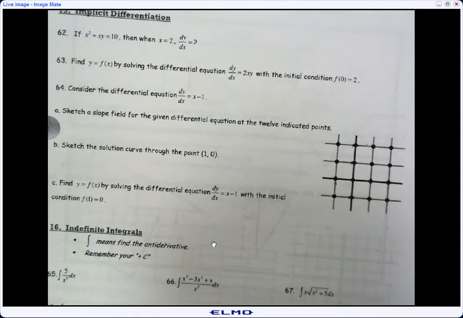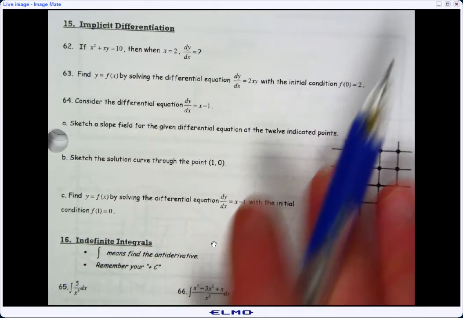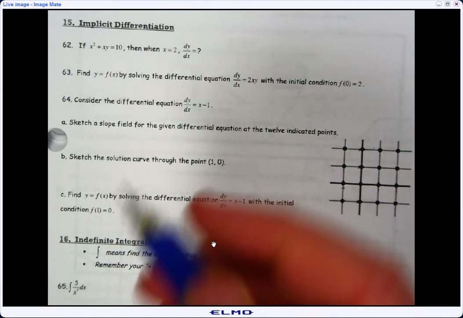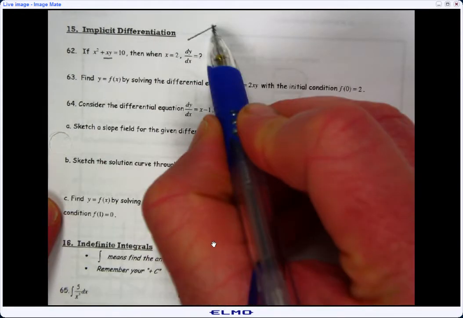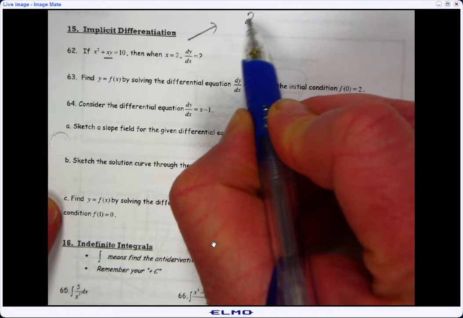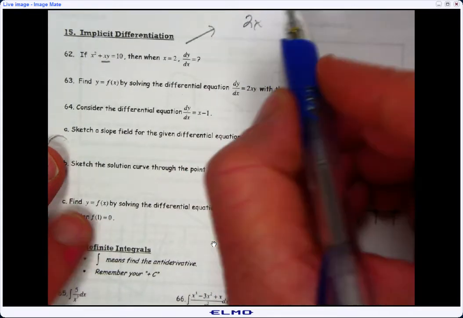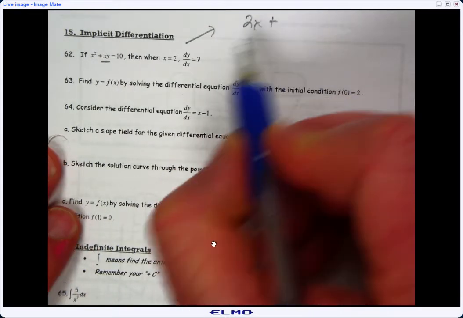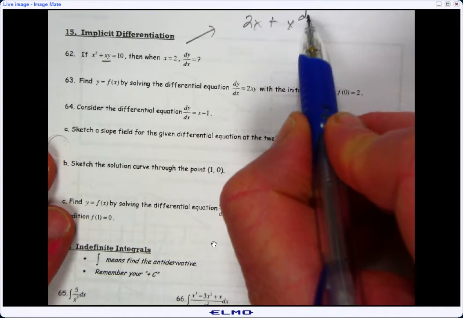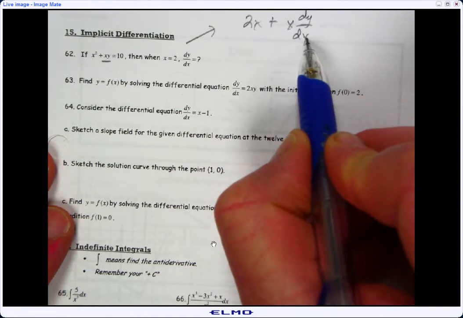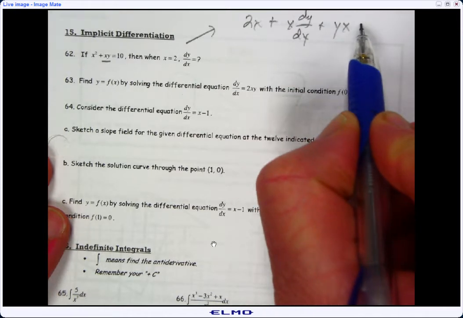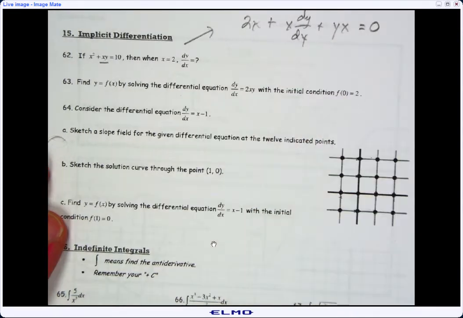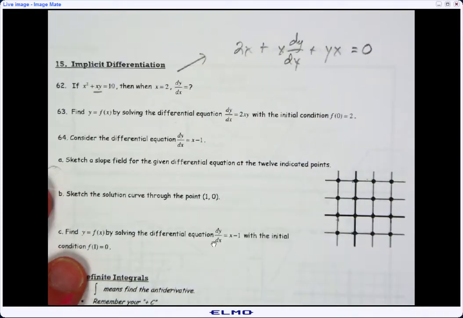Implicit differentiation. Just remember, every time you take the derivative with respect to y, you add a dy dx. So for this problem, you'd take the derivative 2x. The derivative of xy is a product rule, so it would be x times dy dx plus y times 1, equals 0. Then you plug stuff in.